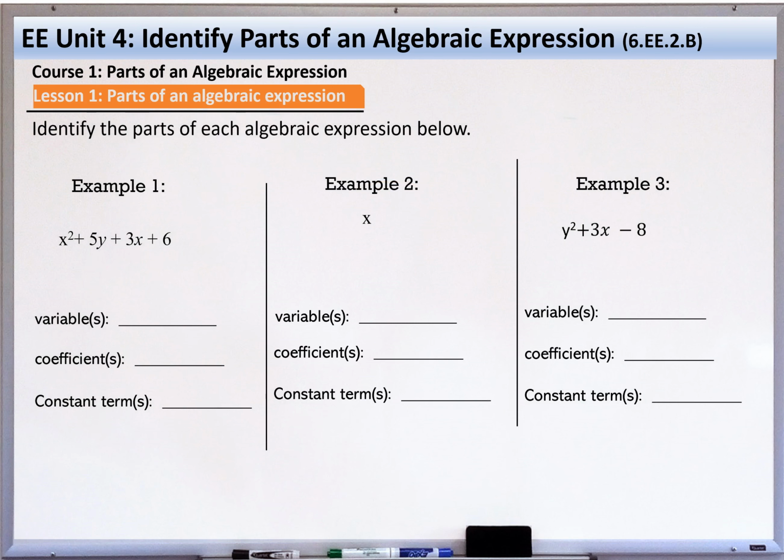Okay, let's see what you got. So we have x squared plus 5y plus 3x plus 6. What are our variables? X and y. Now I know that these occur twice, but you don't need to write that twice. They occur twice, but it's the same variable.